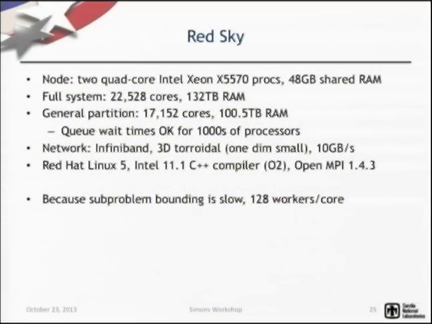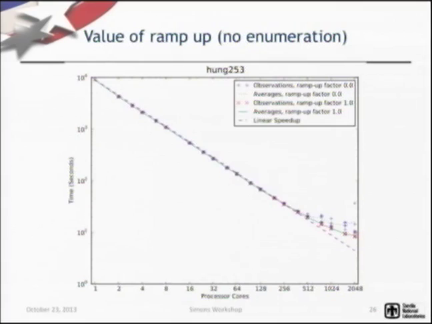Each node has 8 processors, dual quad-core Xeons. The big machine has 22,000 cores and a lot of RAM. The general partition has a lot of cores, usually needs some special permission to get it. We didn't really need it for the examples that we were doing here. We had 128, a larger number of workers per core, because these are fairly hard bounding subproblems.